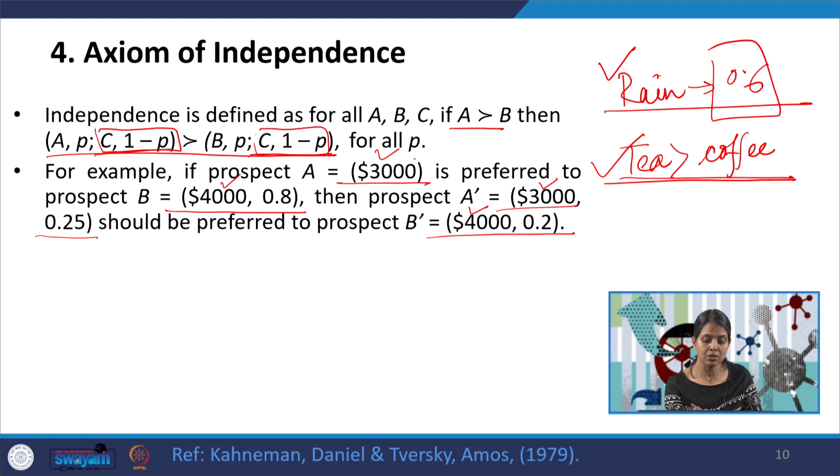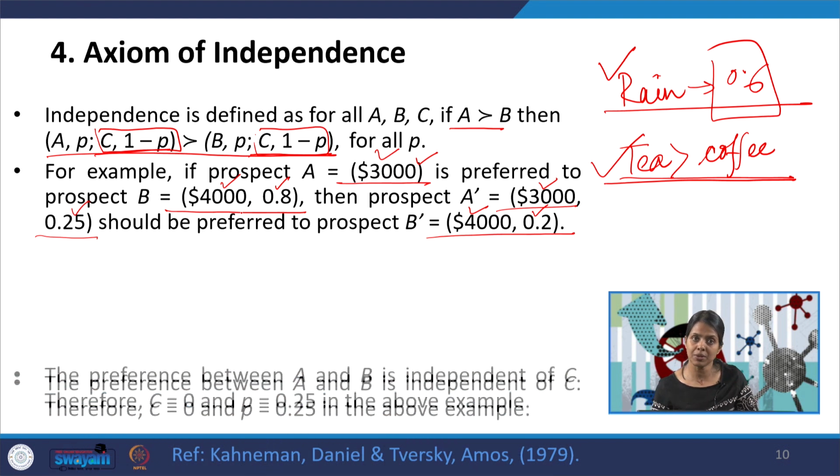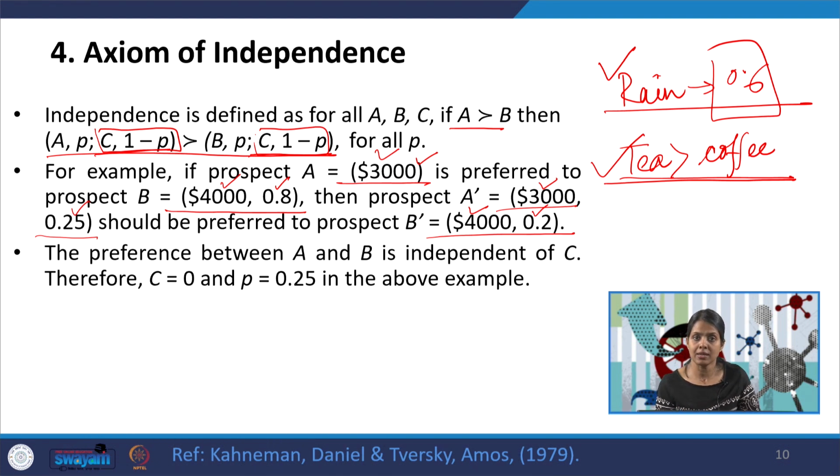So, something which was 1 earlier becomes 0.25. It is reduced to 1/4, and similarly something which was 0.8 earlier is also reduced by 1/4 to 0.2. This is why if A is preferred to B, then A prime should be preferred to B prime. The preference between A and B is independent of C. Here C is basically 0 and P is 0.25. So, I can always write these prospects with a C in between.